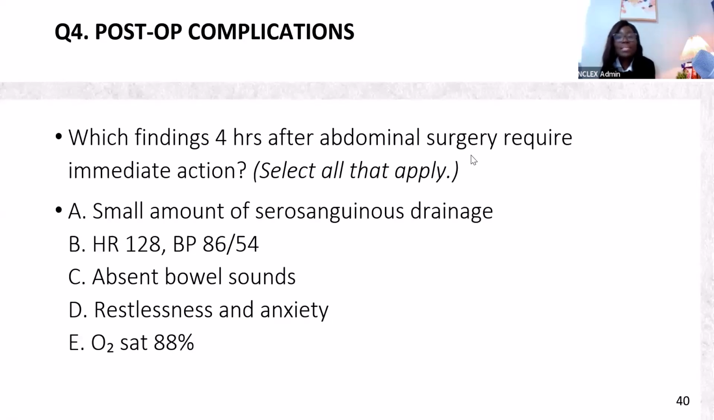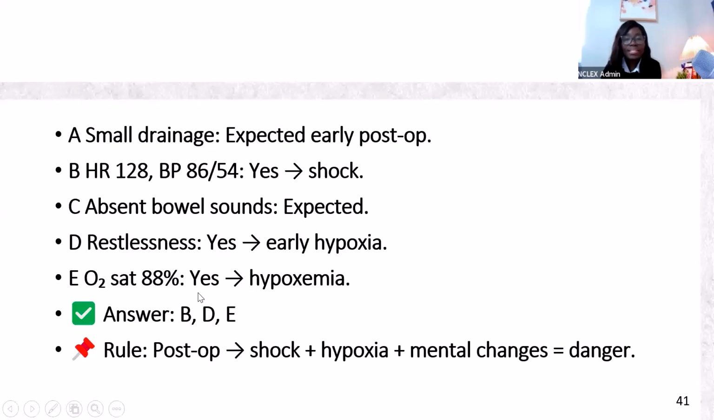Okay. C, E, and B. So B, C, and E. B, the heart rate. C, and then E. Right, we got some of them correct. Yes, it's B, D, and E. Small drainage, yes, you got it. It's expected, so we're not going to run for that. Heart rate is so high, blood pressure is reducing. Our client may be in shock.